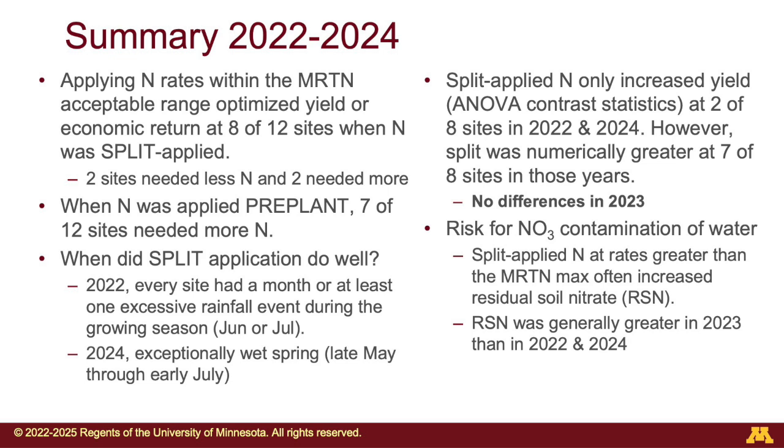When did split application do well? It did really well in 2022. Every site had at least 1 month with excessive rainfall, and it was usually July. One of them was August. So 2022 was a good year for split application, and 2024, which was an exceptionally wet late May through early July spring period, was a year when split application did really well. And obviously split application made no difference in 2023 when it was really dry.